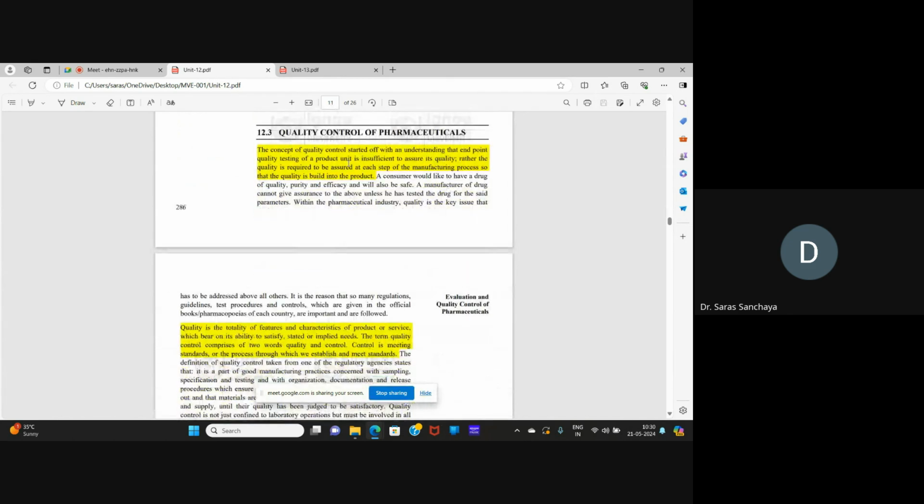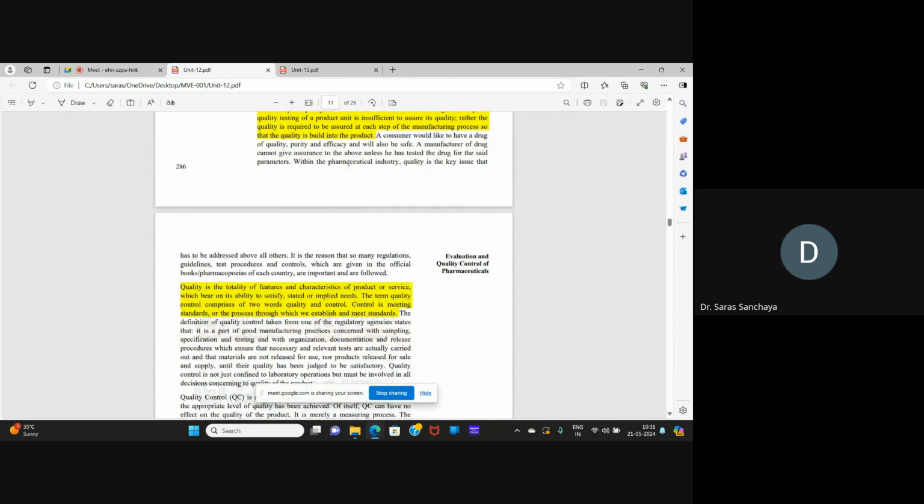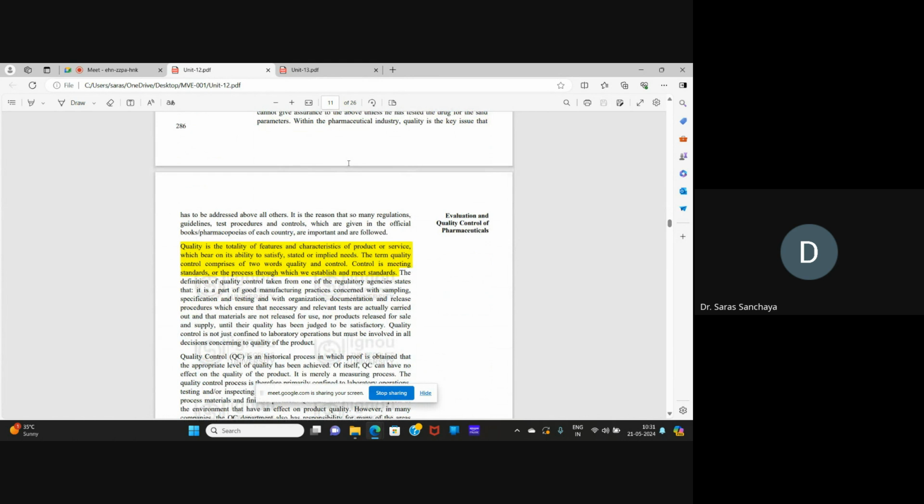Now, quality control of pharmaceuticals. The concept of quality control started off with an understanding that endpoint quality testing of a product unit is insufficient to assure its quality. Rather, quality is required to be assured at each step of the manufacturing process so that quality is built into the product. Now, quality is the totality of features and characteristics of a product or service which bear on its ability to satisfy stated or implied needs.